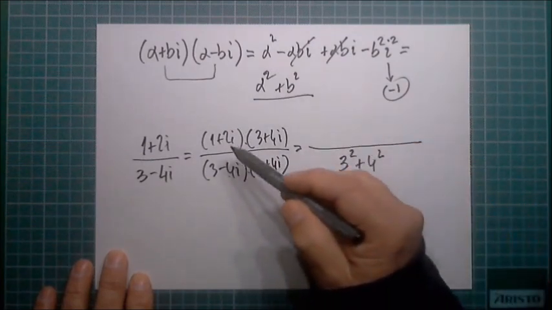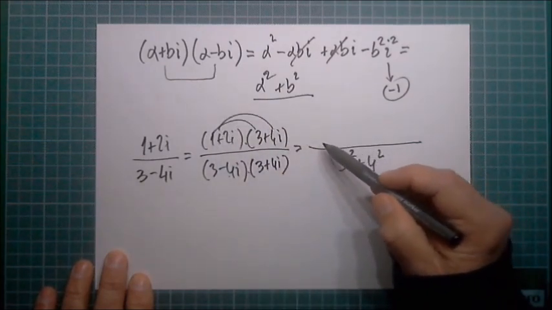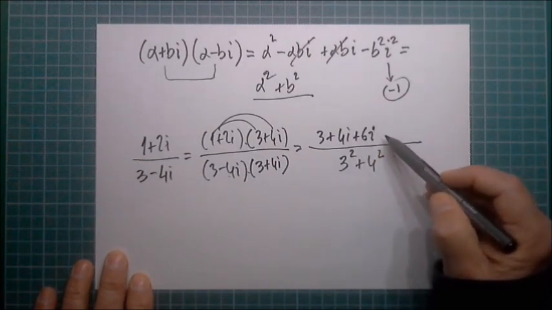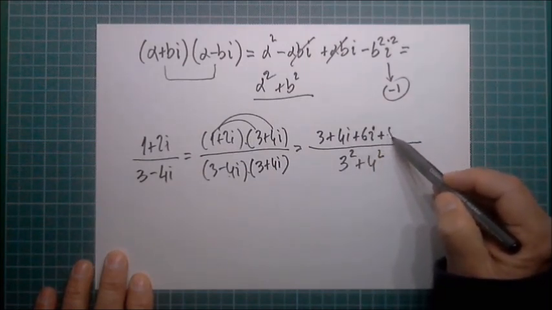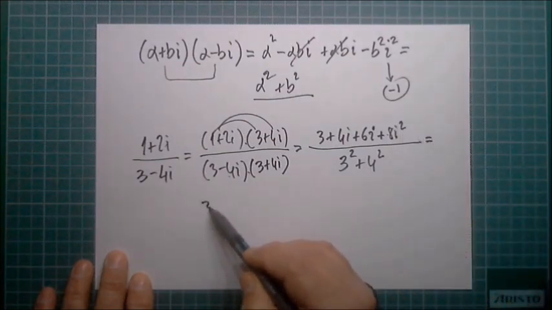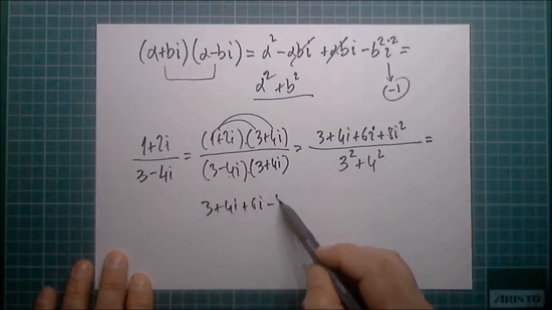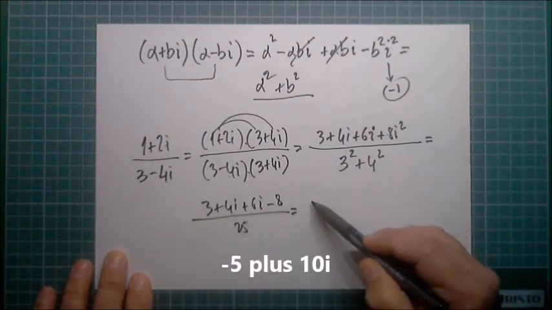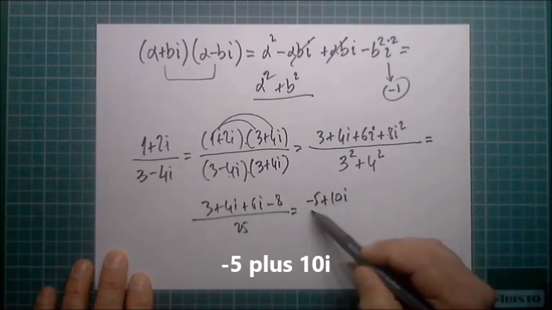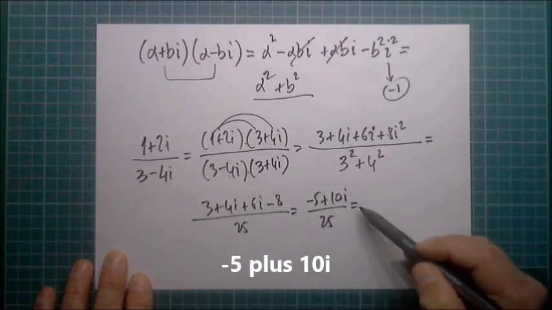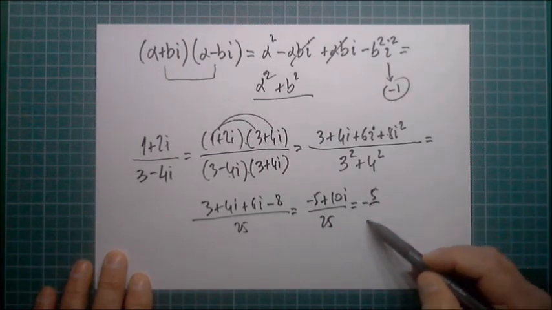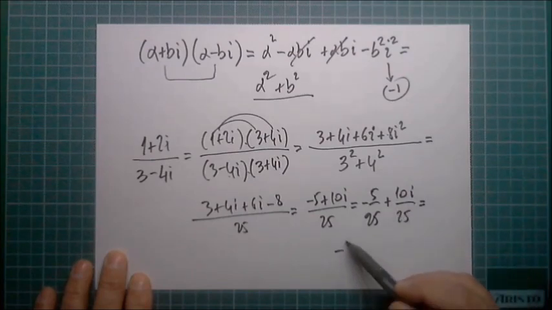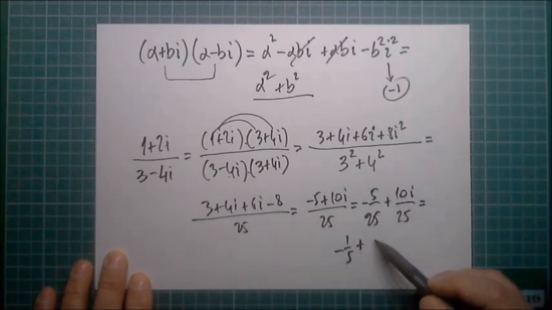And we follow the distributive law in the numerator, which is 3 plus 4i plus 6i plus 8i squared, which is 3 plus 4i plus 6i minus 8 over 25. And we finally have minus 5 plus 10i divided by 25, and this becomes minus 5 over 25 plus 10i over 25, which is finally minus 1 over 5 plus 2 over 5 i.